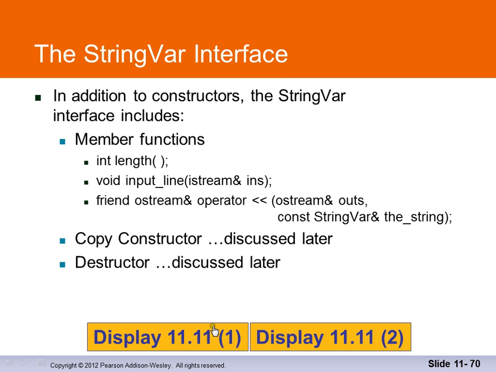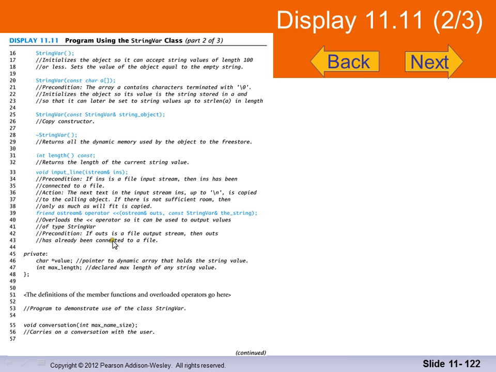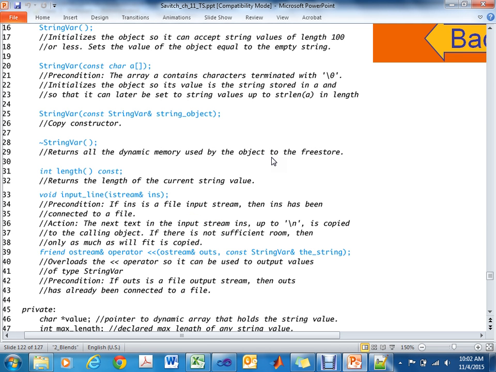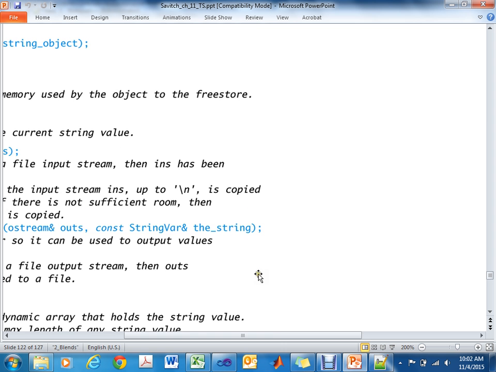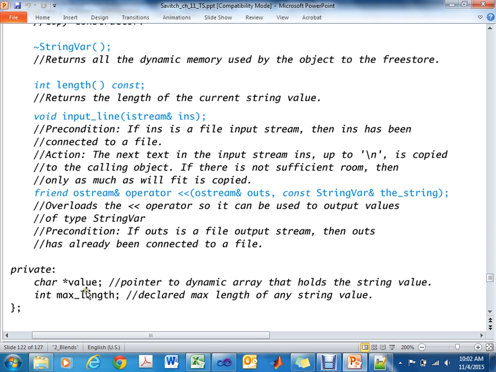So let's start with the header. We're going to create our own string class. It's going to be called myString or string variable, call it whatever you want. Let's look at the private data members first. All of those will be implemented eventually. What we have is the value, which is an address of a character, a dynamic array. Call it string or call it value, whatever you want. We also need the maximum length of it. Those are the only two data members that we have.